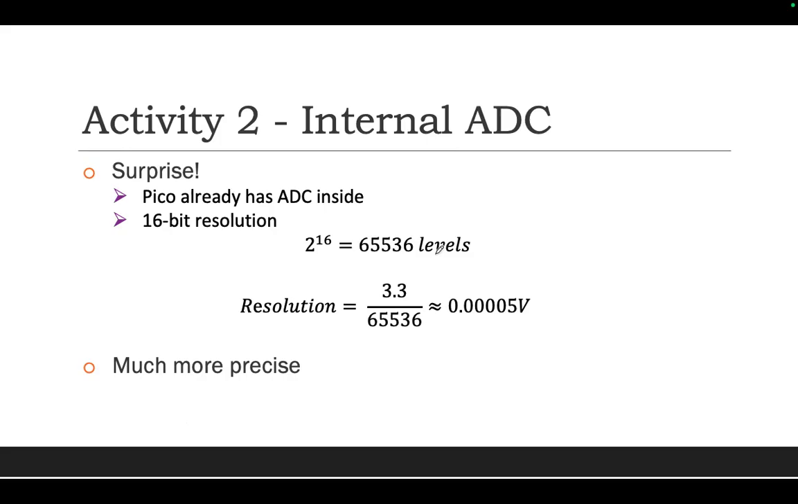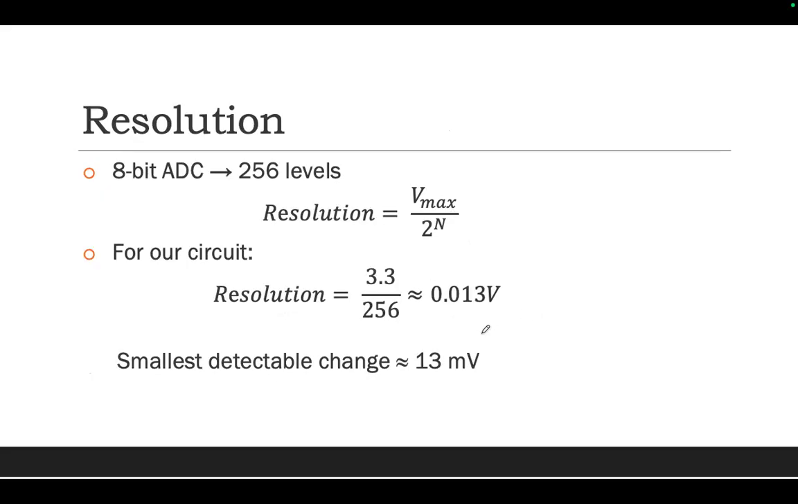Now we have Activity 2. In Activity 2 we don't use a chip. The Pico provides an internal ADC. This Pico already has an ADC inside, and it has a high resolution: 2 to the power of 16, 16-bit resolution. You can see the resolution is much smaller than the external ADC we talked about.